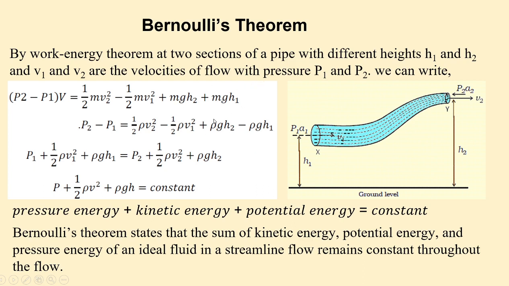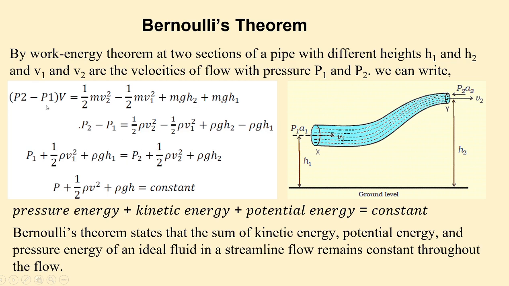So let's have a relation connecting these 3 types of energies. So from the work energy theorem, we can equate the work and energy, the 3 types of energy. So when we do, we can have this expression like (P2 minus P1) into V equals half m V2 square minus half m V1 square plus mgh2 minus mgh1.